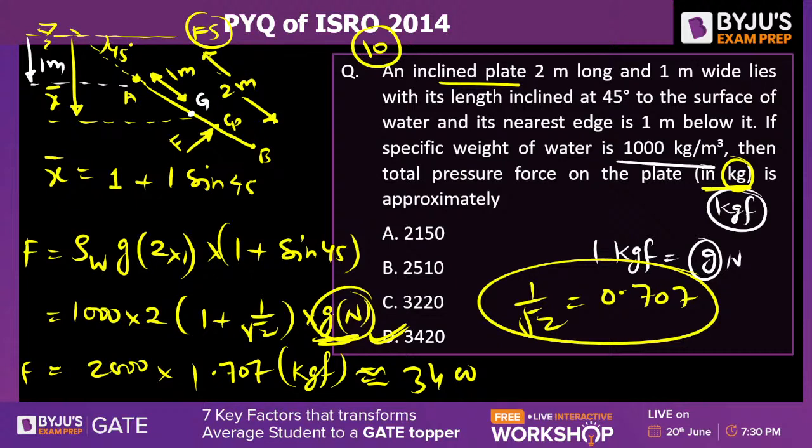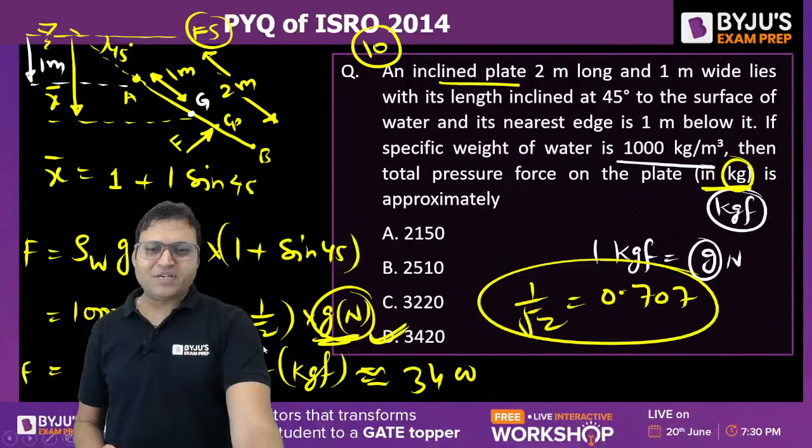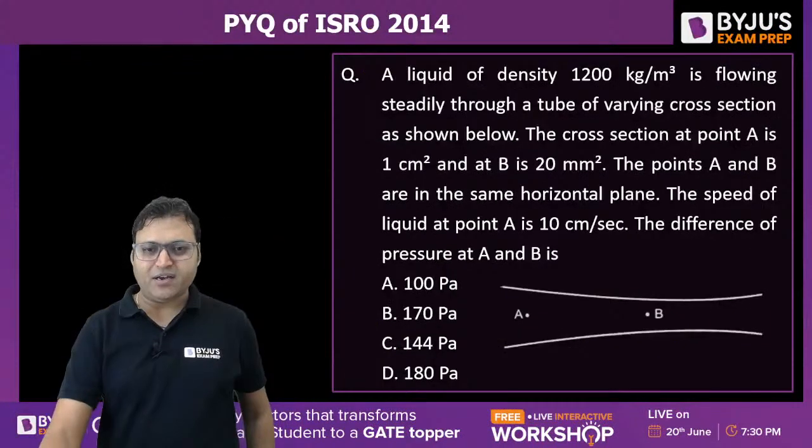Are you guys getting option D or not? Are you guys getting option D? Without a calculator, you can do the calculation.